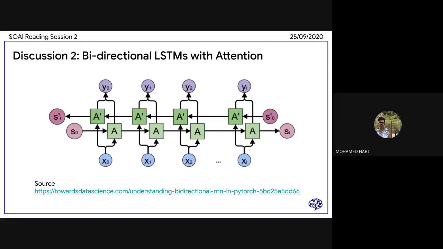So here in the bidirectional RNNs or LSTM, we have for each cell, or they are different cells, we have two cells.